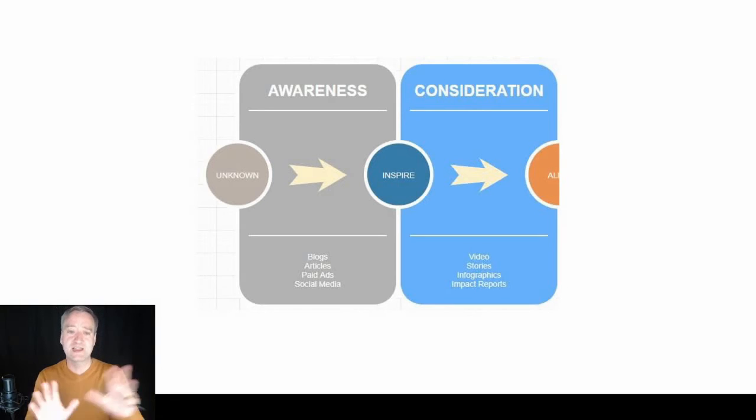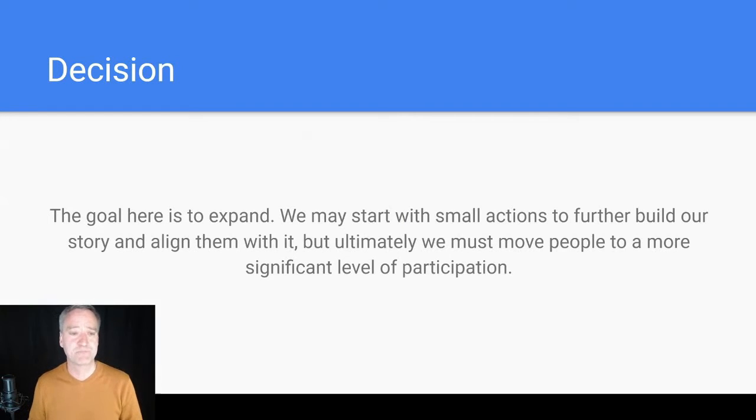Okay, so that again looks like this, to move from unknown to inspire. And here are some of the tactics that we've talked about that can do that. We'll get into more detail on that some other time. And then, of course, decision. The goal here is to expand, right? We start with a small action to further build our story and to align them with it, but ultimately we must move people to a more significant level of participation if we're going to create a longer sustainable process.